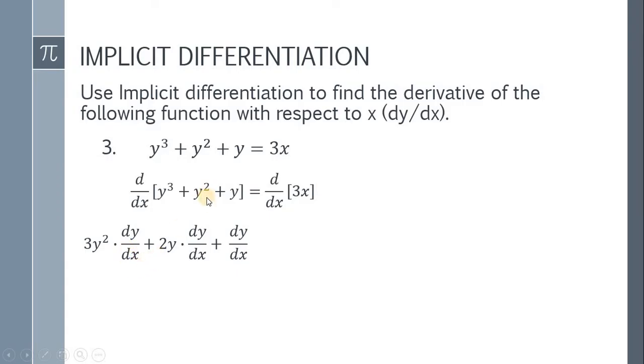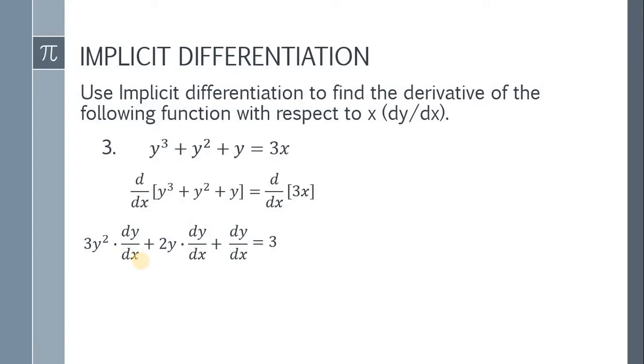plus derivative ng y squared with respect to x is 2y times dy over dx. So, gagamit tayo palagi ng chain rule. Plus, derivative of y with respect to x is equal to dy over dx, is equal to derivative of 3x with respect to x, which is simply 3. Now, tandaan mabuti na every time na kukunin natin yung derivative ng variable y, palagi tayo dapat mayroong dy over dx.